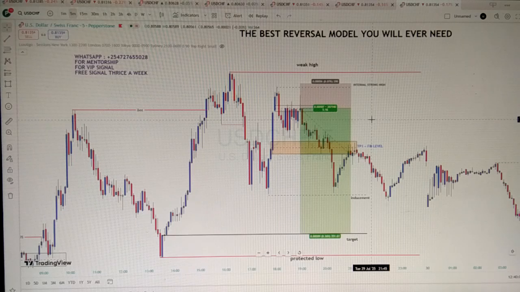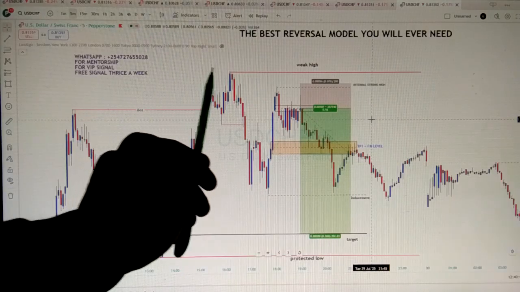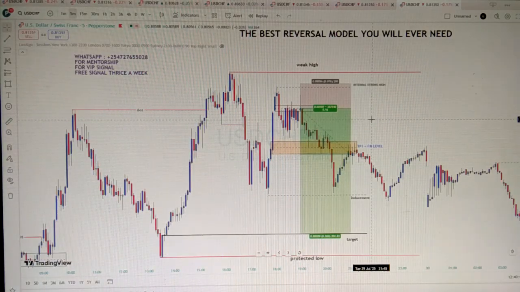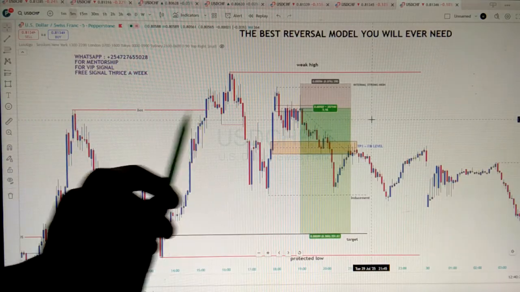The second thing, if the market is on an uptrend, you have to note your protected low and your weak high. And when the market is on a downtrend, you have to mark your protected high and your weak low. You get, guys? So on trading a reversal model, first of all, mark a break of structure. You can see this is a break of structure to the upside.